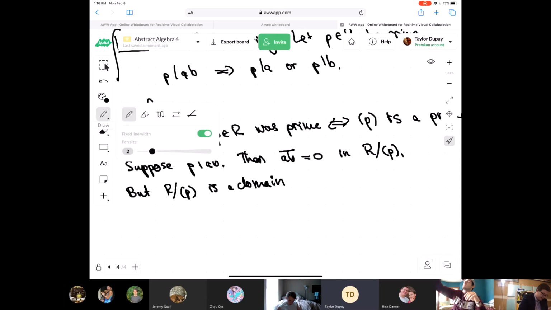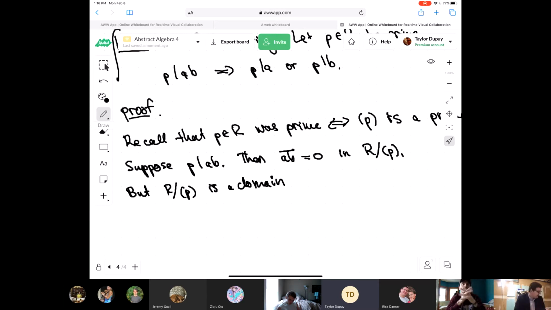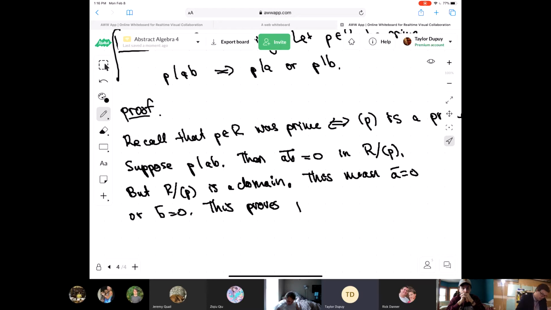Let me just go back to that. So this means that A bar is equal to 0 or B bar is equal to 0. And this proves P divides A or P divides B. Do you guys see how that works?